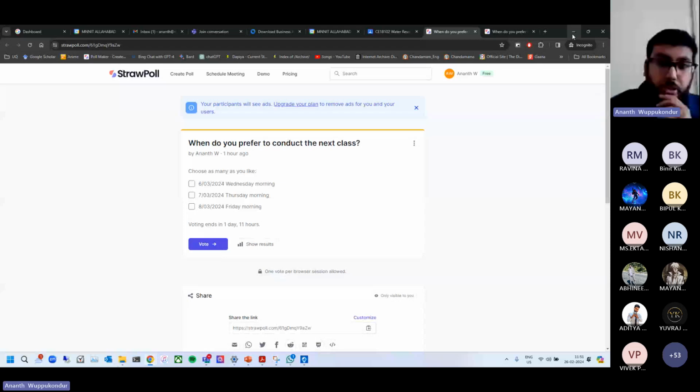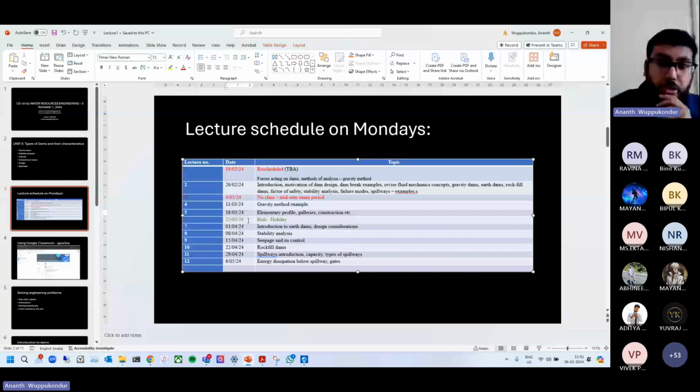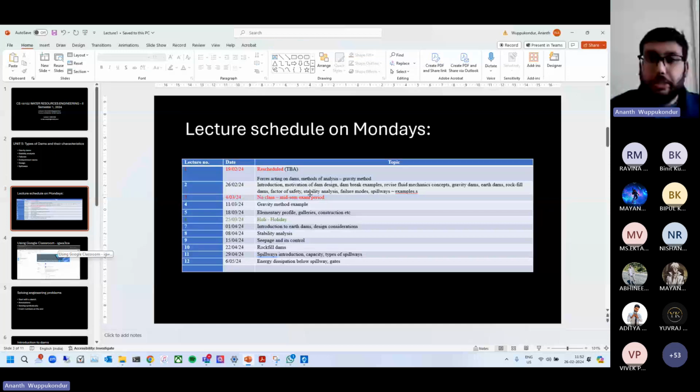So when we reschedule this lecture, we are going to start on forces acting on dams and then the methods of analysis. From there, we will move on to factor of safety and failure modes for dams.